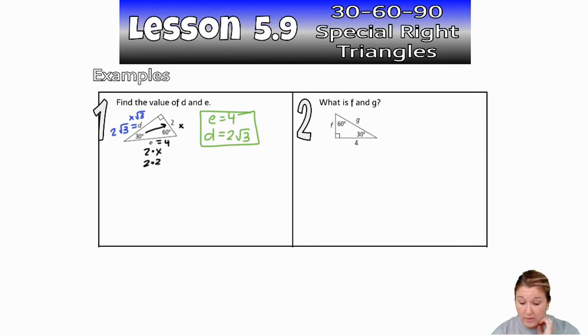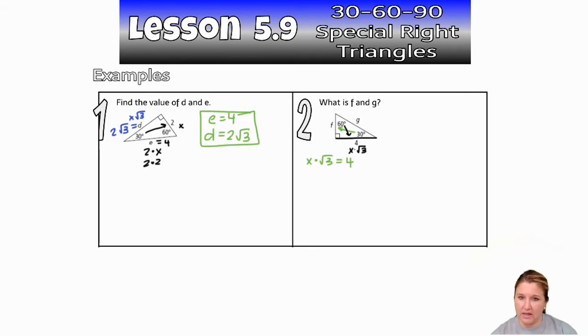Now we're going to find F and G. Remember that the value across from the 30-degree angle is going to be x. That's kind of our base. I'm not given that one, so I'm going to have to find it. I know that the side opposite the 60 is x times the square root of 3, which is equal to this side length, 4. So x times the square root of 3 is equal to 4.